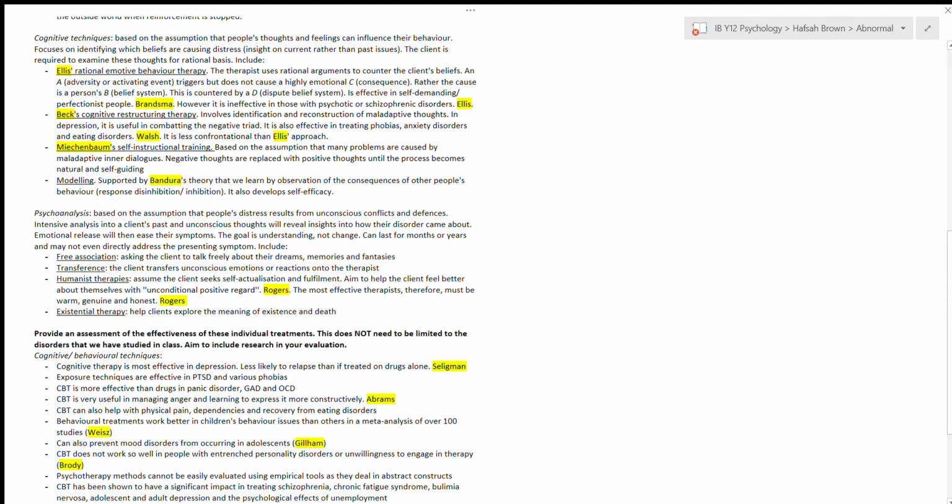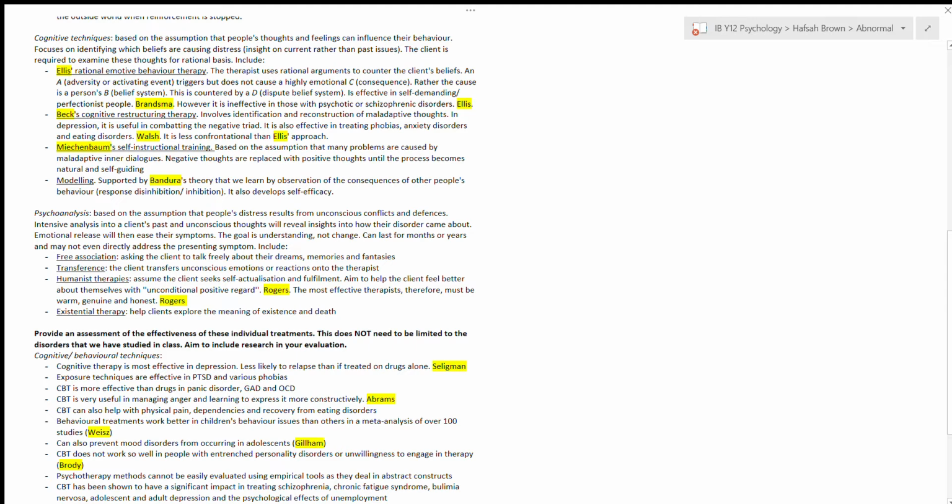And importantly, it focuses on current issues rather than past issues, which we will see Freudian techniques are very much focused on childhood. And then the client is required to examine these thoughts for rational basis. So I want to go through two because I think two are quite good. And the first one is Ellis's rational emotive behavior therapy.